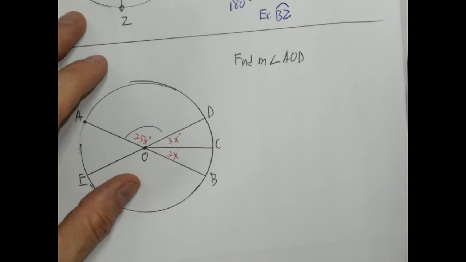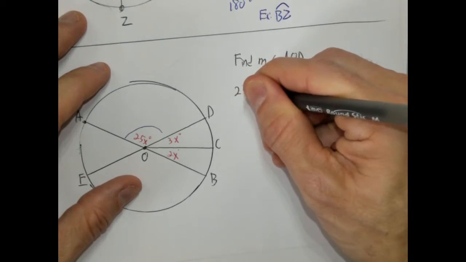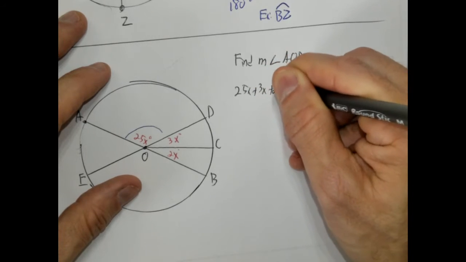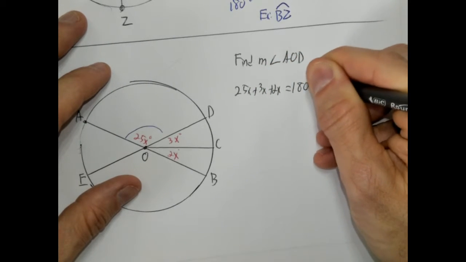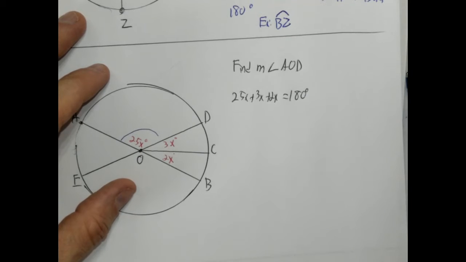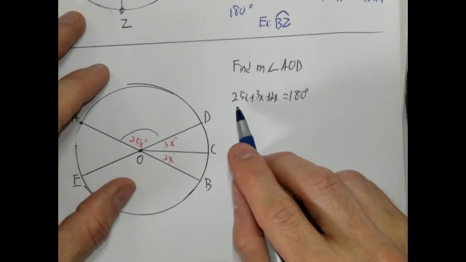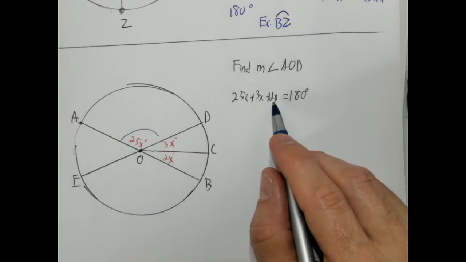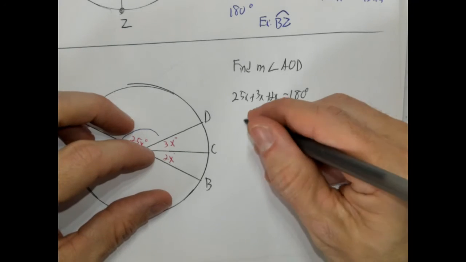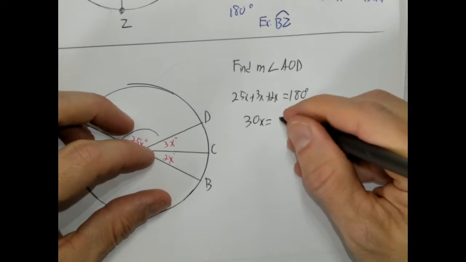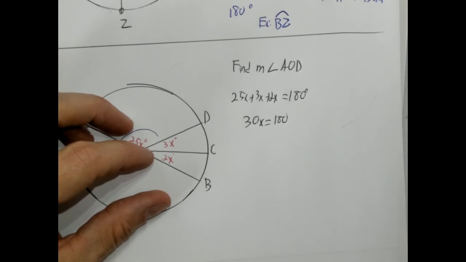So we're going to say 25x plus 3x plus 2x equals 180 degrees. And we're going to go ahead and solve that. So we're going to add these together. 25 plus 3 is 28. 28 plus 2 is 30. So we're going to have 30x equals 180. And we're just going to solve this algebraically.